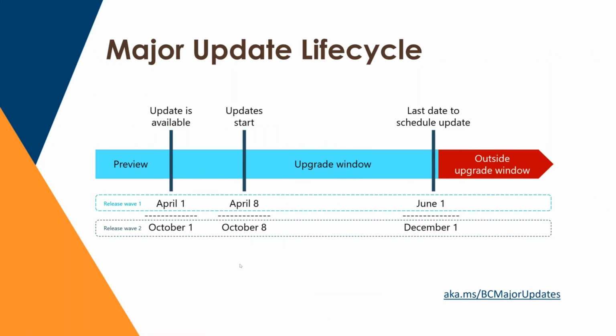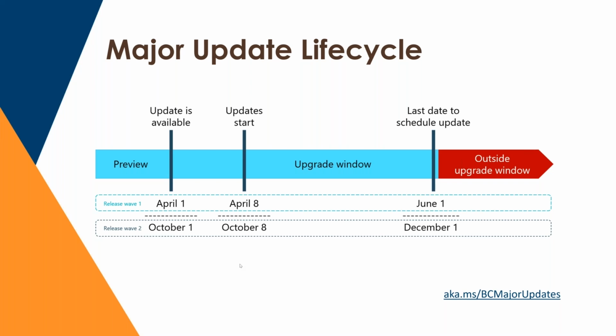When looking at the major update lifecycle, Microsoft gives an upgrade window for you to be able to schedule and manage your updates. If we take a look at the release wave 1 and release wave 2, Microsoft, as I mentioned before, gives a 30-day preview of that major update. Once the update is available, it's available for new customers for 1 to 2 weeks prior to upgrading current customers' environments.